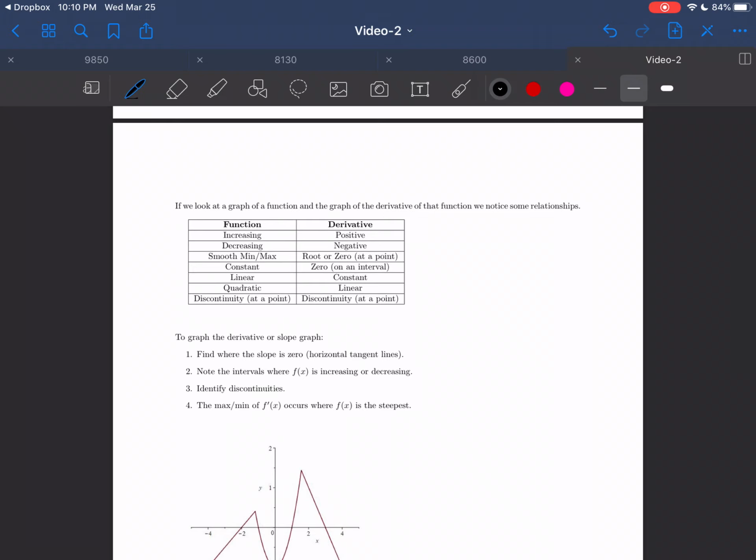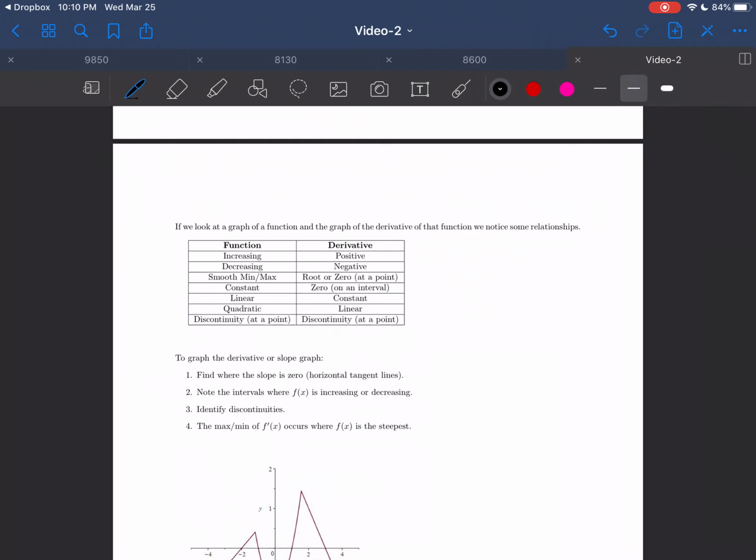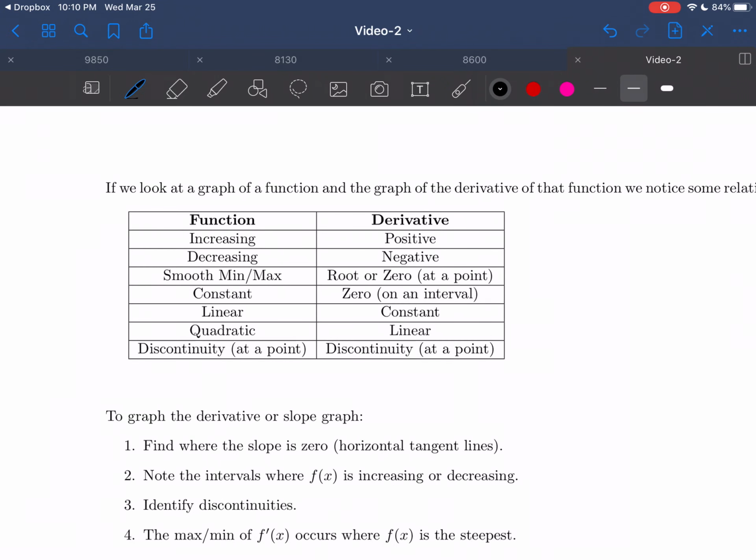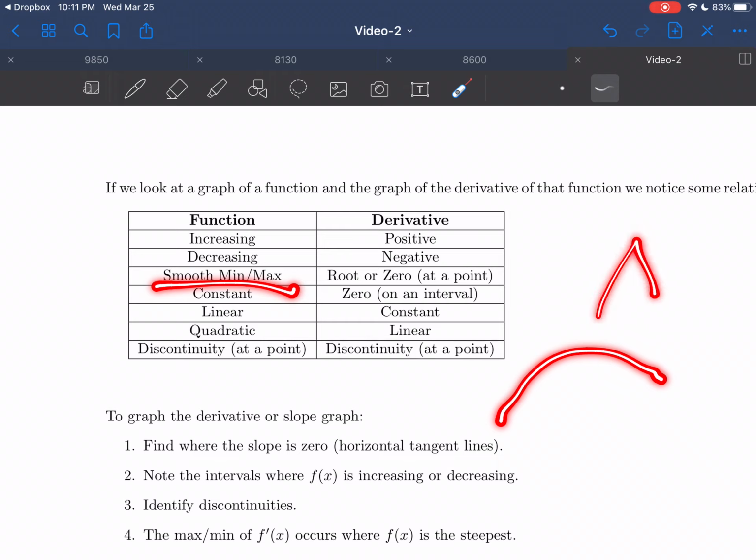If we look at a graph of our function and the graph of derivative, we can notice some relationships. And so here's a table with some of the common ones. If our original function is increasing, our derivative graph at that point is going to be positive. If the function is decreasing, derivative graph will be negative. If there's a smooth min or max, so this means something like a curve, not a sharp point, then that means we'll have a root or a 0 or an x-intercept at that point. Okay, all those words are synonyms, so whichever one you want to use.